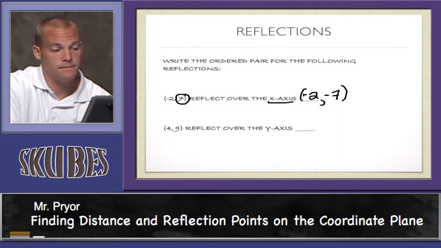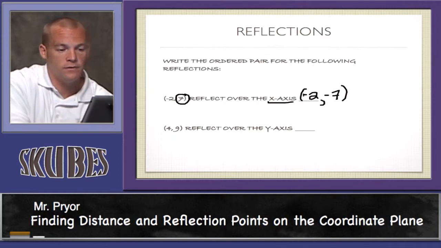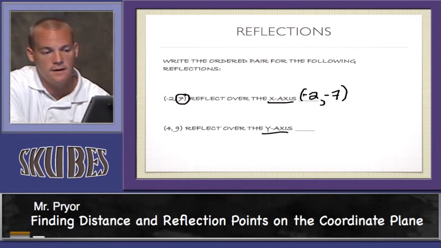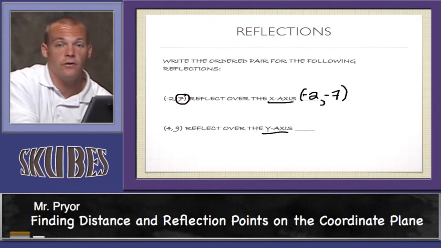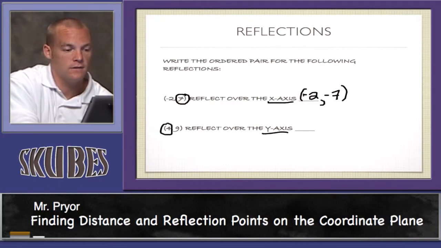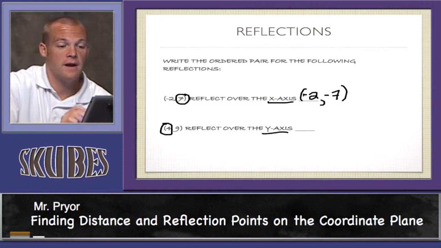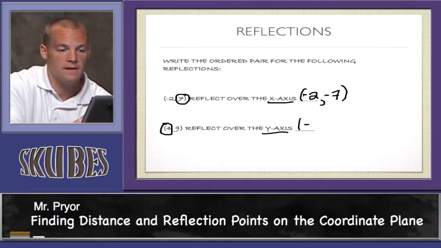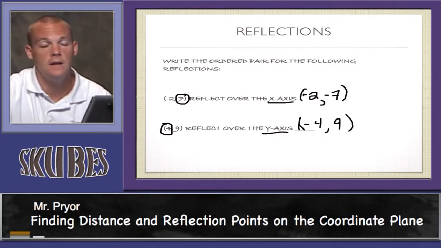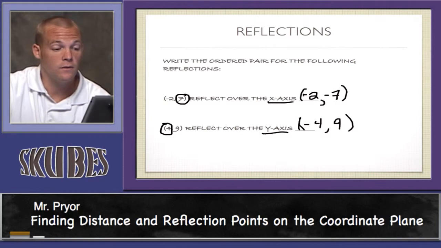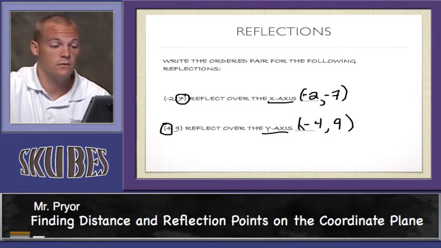For the next one, 4, 9, we're going to be reflecting that one over the y-axis. So again, that means change the other coordinate, which means the x coordinate. So it's a +4. We're going to make that now a -4. And then the y will remain the same, -4, 9. All right, and you'll find that that successfully reflects them over the axis that they're asking you to reflect them.